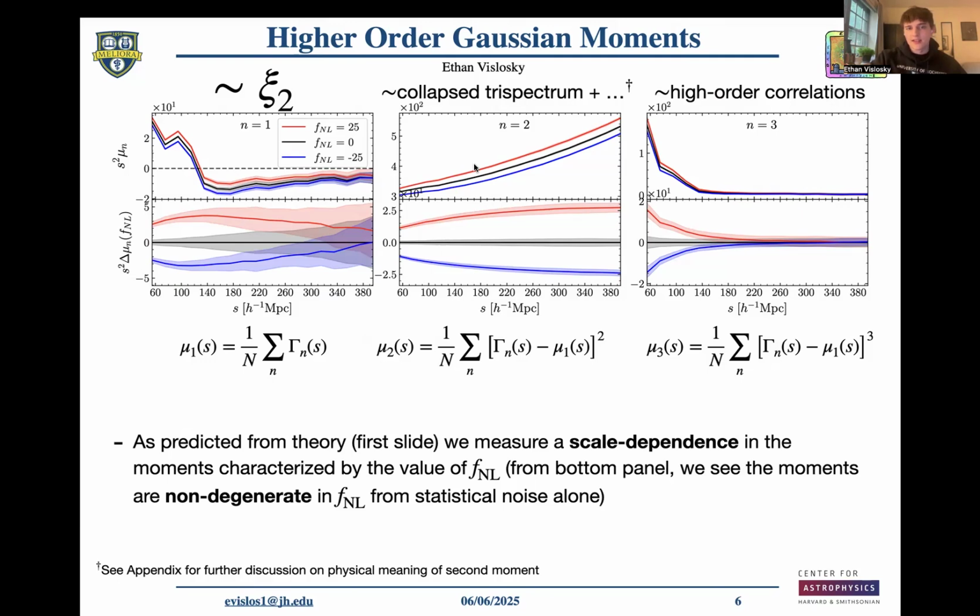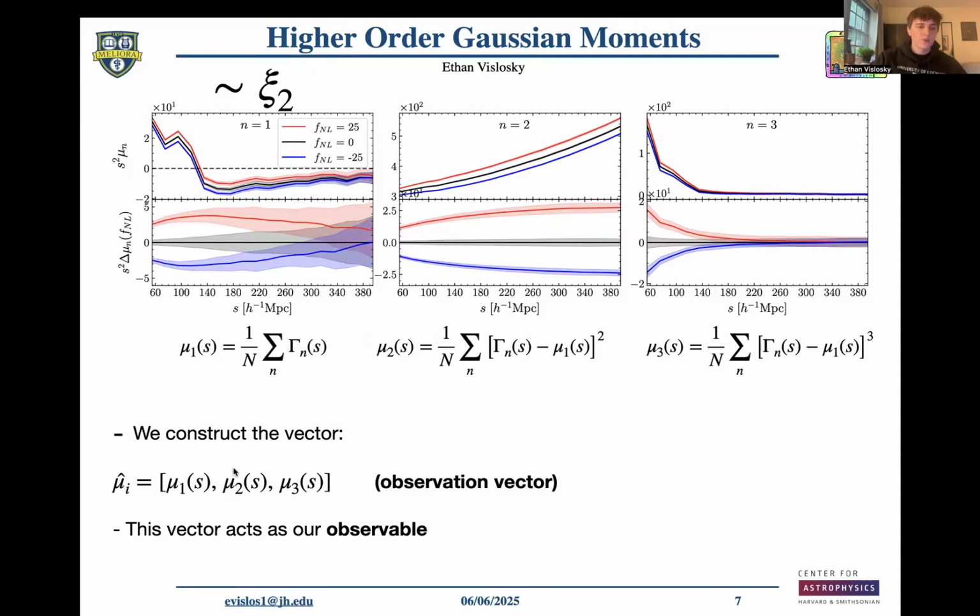As you can see, the different FNL cases are non-degenerate, meaning that from this bottom panel, which shows the difference with the fiducial FNL equals 0 case with no PNG, the statistical noise represented by these shaded regions is pretty distinct. Even for the first moment, up to certain scales, you get some entanglement, but this should be characterized well by our covariance. So we construct a vector, mu hat, which is our observation vector, and that is just the measurement of each of these moments concatenated into one long vector.